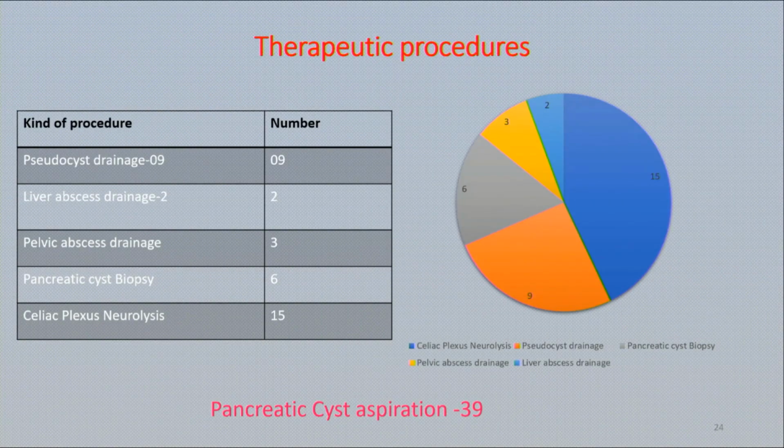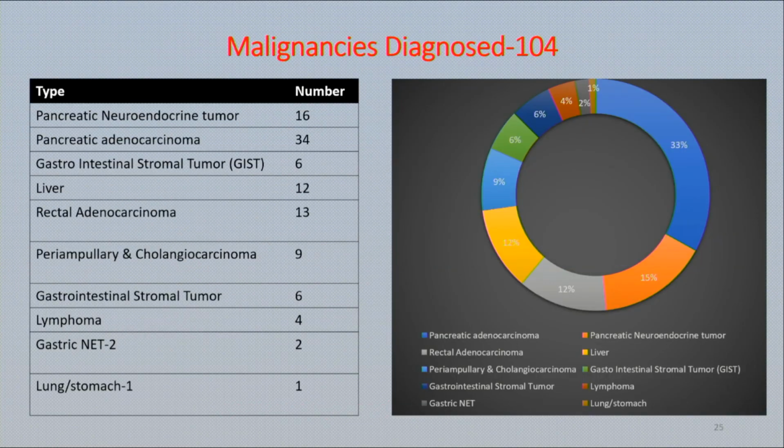So therapeutic procedures constitute a small percentage of EUS which we perform, and the main procedures which we did were pseudocyst drainage. We did liver abscess, pelvic abscess drainage, pancreatic cyst biopsy, and pancreatic cyst aspiration in our patients.